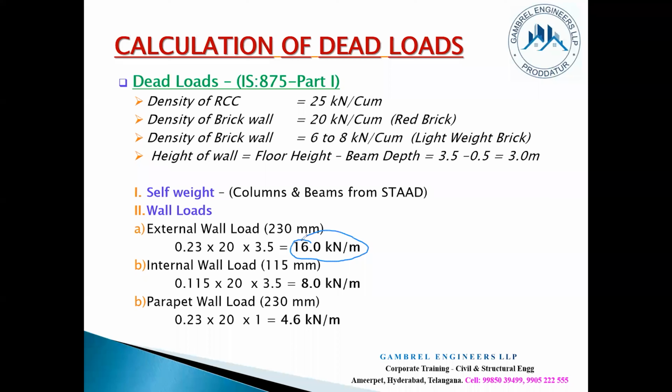So 16 kN per meter is the load due to the external wall. 8 kN per meter is another load, the internal wall, which is half of the external wall, so the load will also be half of it. And then the parapet wall height is only 1 meter. So the thickness is the same, the density is the same, only the height changes. So obviously the load changes to 4.6 kN per meter as the parapet wall load. Now we know the loads also.